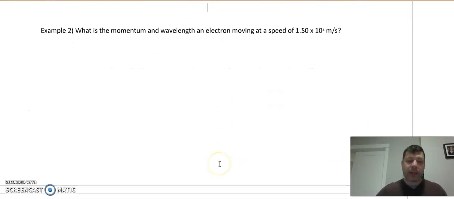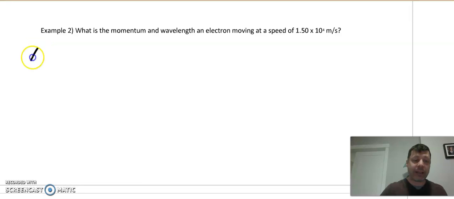Thing is, though, when we get to things in the quantum realm, very small, things really beyond our kind of grasp of reality, things that we normally see as particles also have this wave-particle duality. And so the next example we're going to look at here is the momentum and wavelength of an electron moving at 1.5 times 10 to the 4 meters per second.